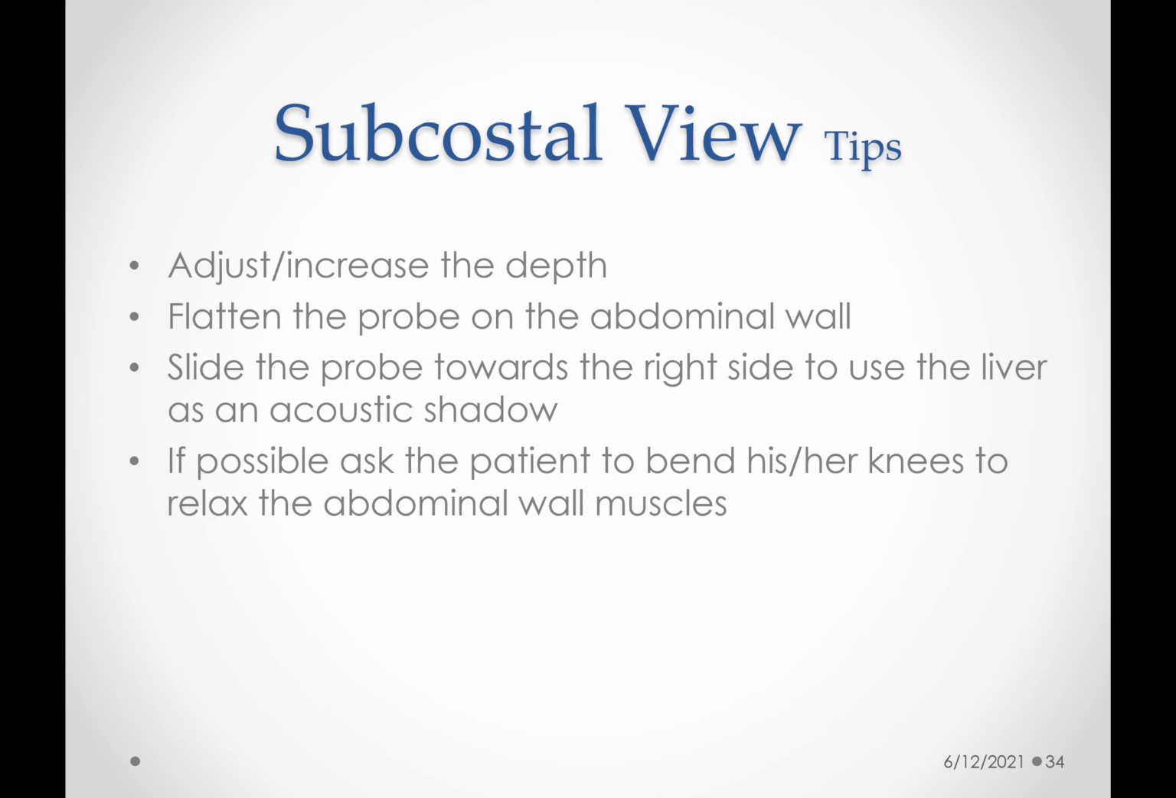To get a decent subcostal views, you need to adjust the depth, and you might need to flatten the probe as we mentioned on the abdominal wall. You can always slide the probe towards the right side to make use of the liver as an acoustic window. If possible, you can ask the patient to bend his or her knees to relax the abdominal wall muscles.